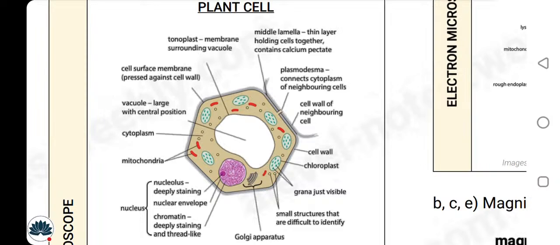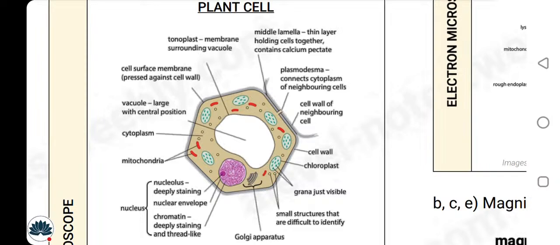Such as mitochondria and the nucleus. In the nucleus, there is chromatin, which is very helpful for you in chapter number 5. If you do not acknowledge this in chapter number 1, and more of the terminologies, the other chapters may confuse you. So there is chromatin, deeply staining, with thread-like structures. And the tonoplast, which I spoke about first, is the membrane surrounding the vacuole. It is the membrane of the sap vacuole. Middle lamella is the thin layer holding cells together, and contains calcium pectate.